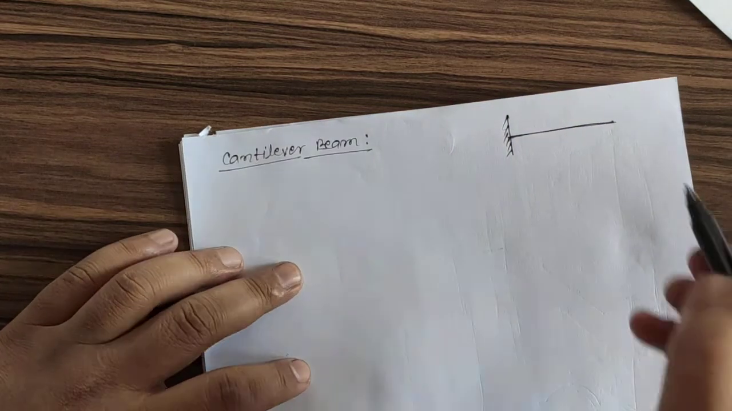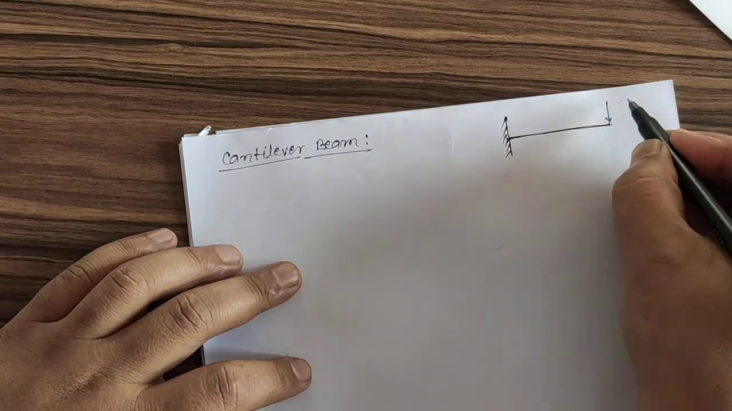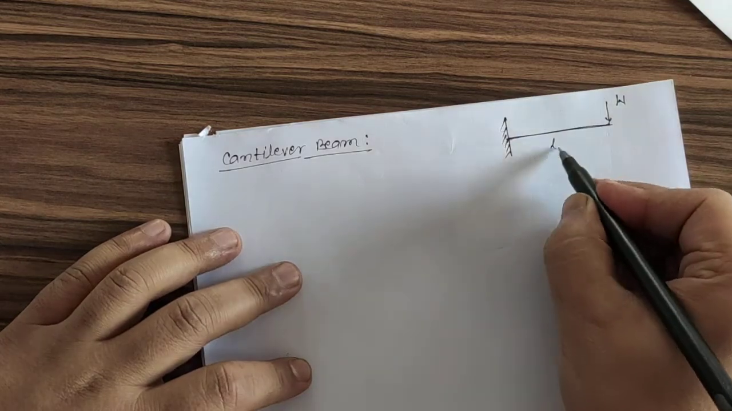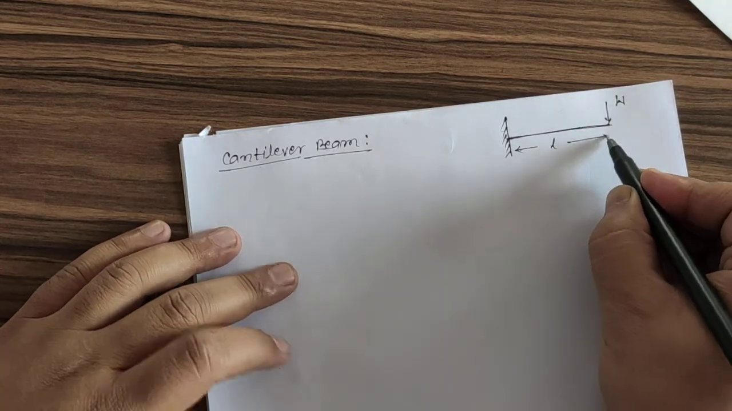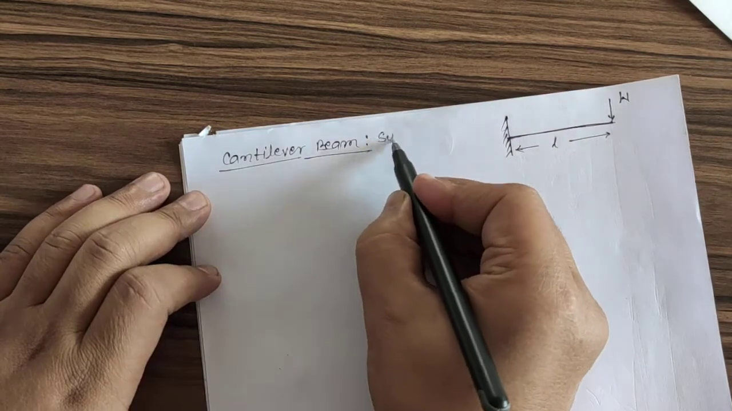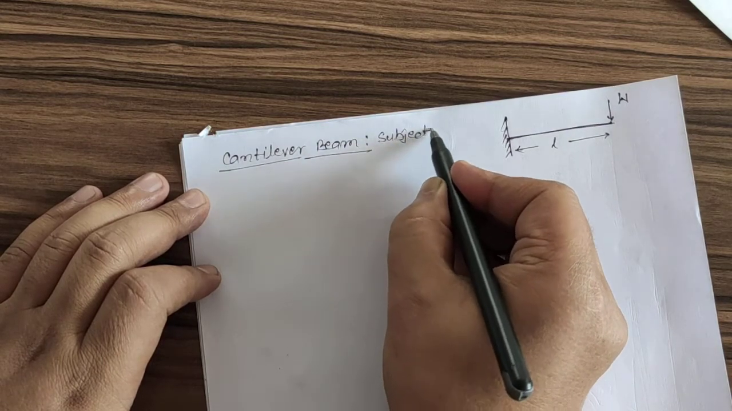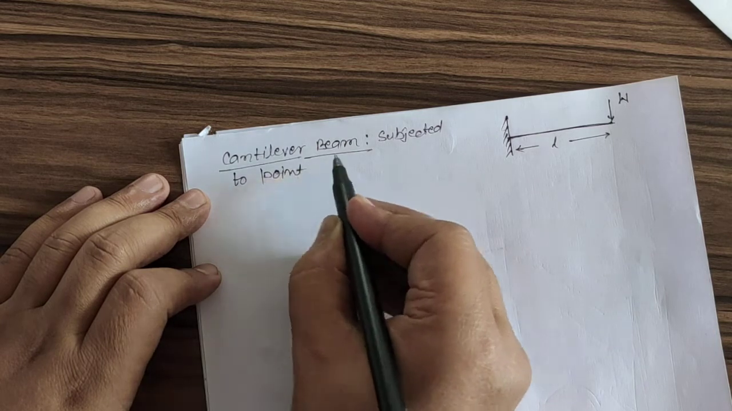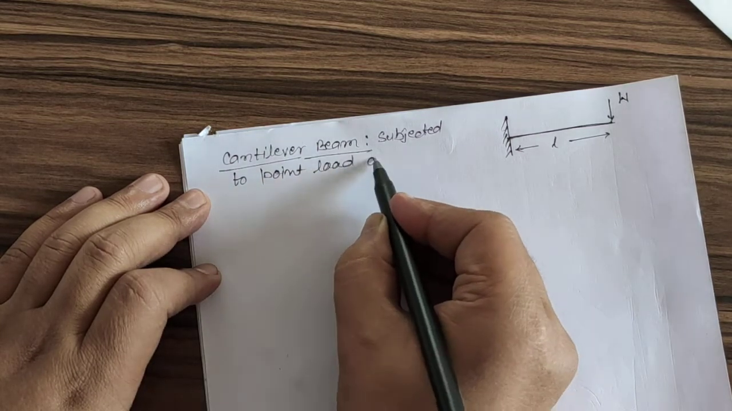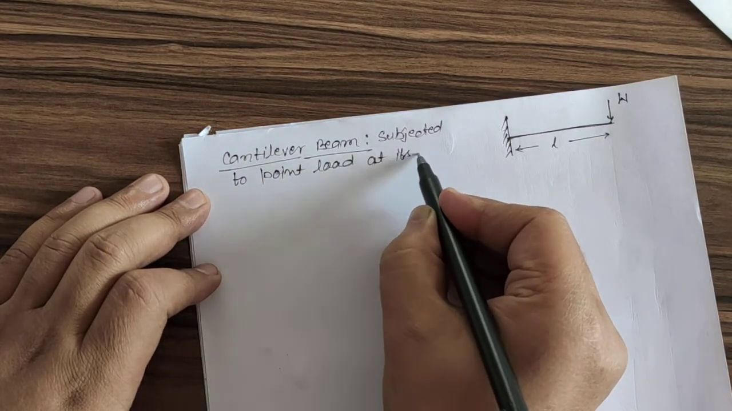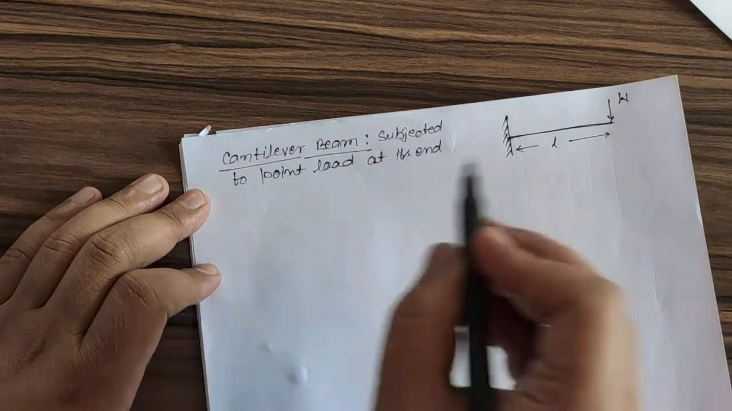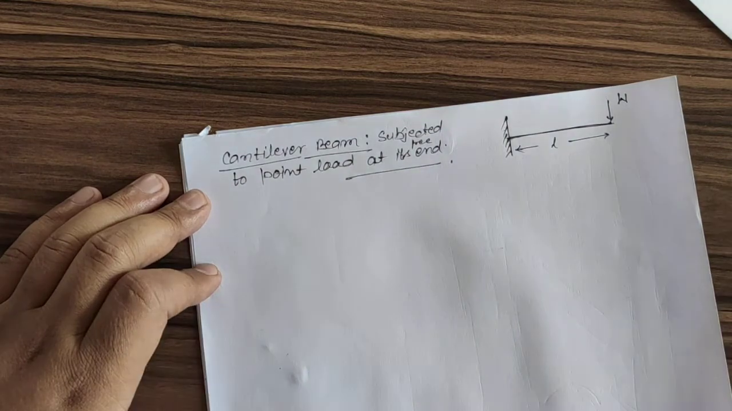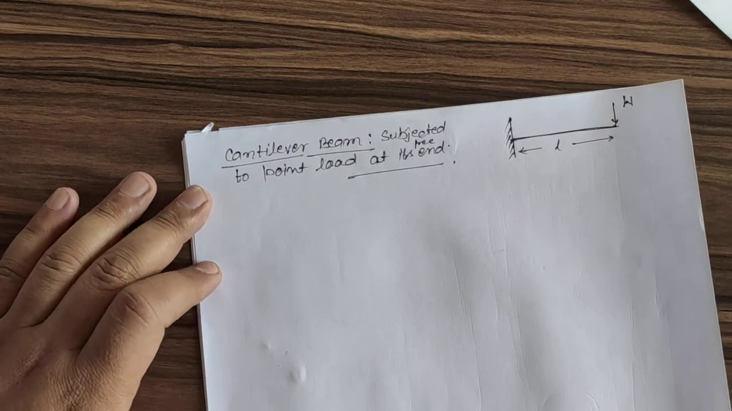First case, we are taking a cantilever beam subjected to a point load at its end point, at its free end. So, this is the case. Now, we are calculating the shear force and bending moment diagram.